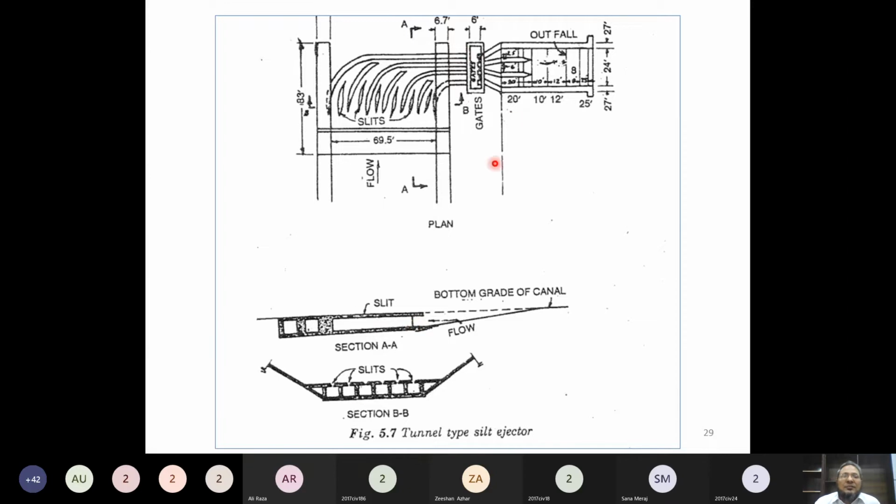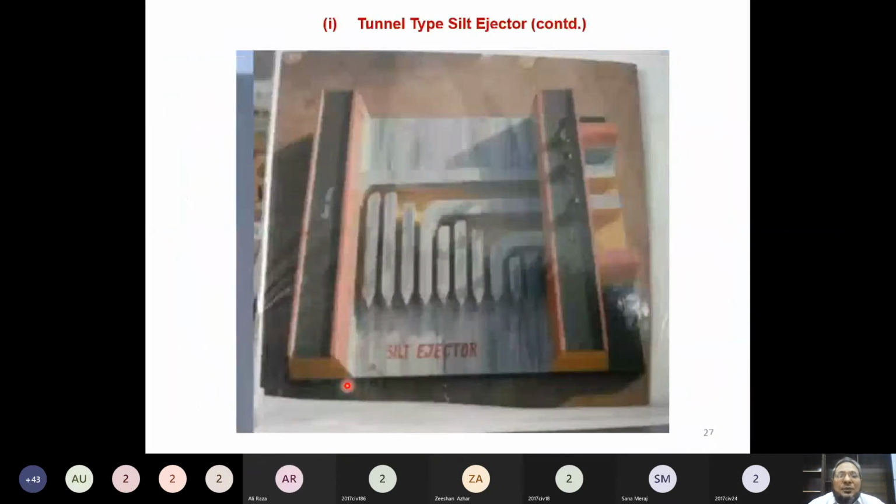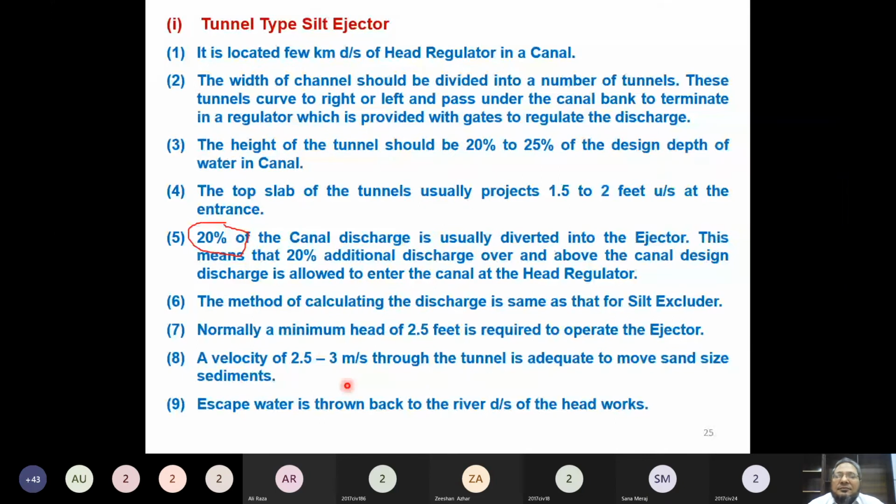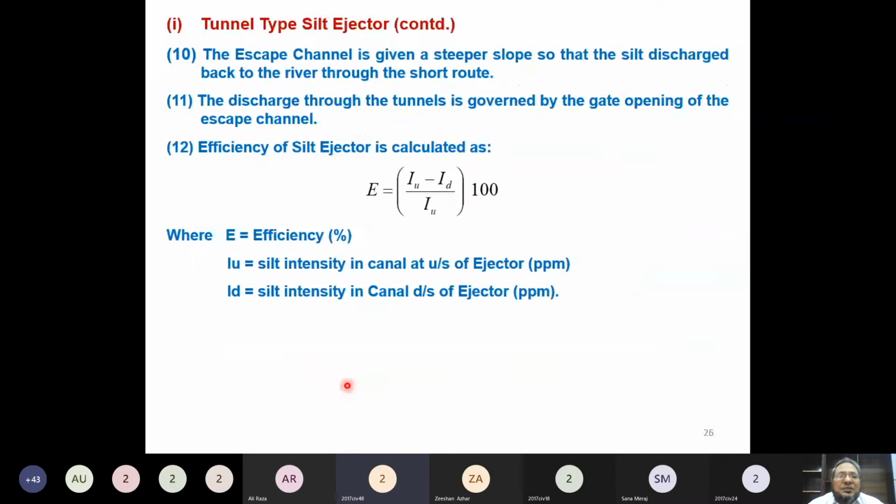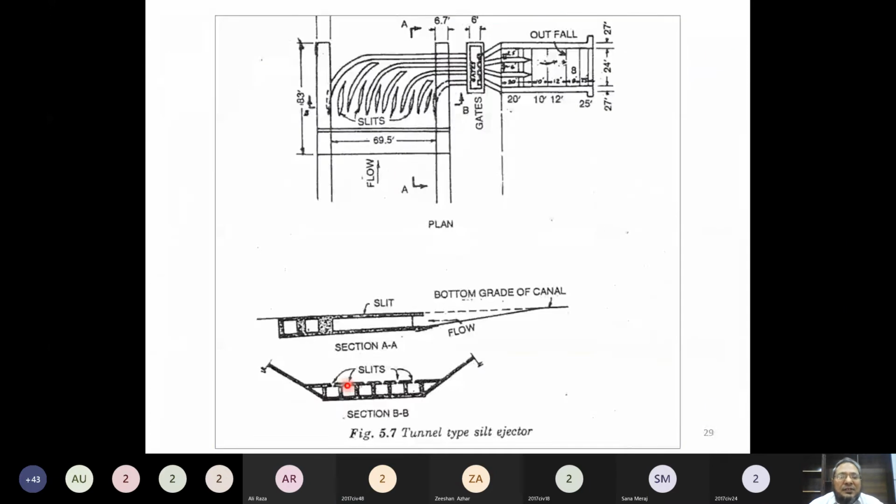And if this is the section BB, where is BB? This is BB. Okay, so this is BB and this is the canal section, and the tunnels are provided, and this is the slab of the tunnel, and this height is how much? How much would be the height? 20% of total depth. 20 to 25%. Okay, so we will take any value.